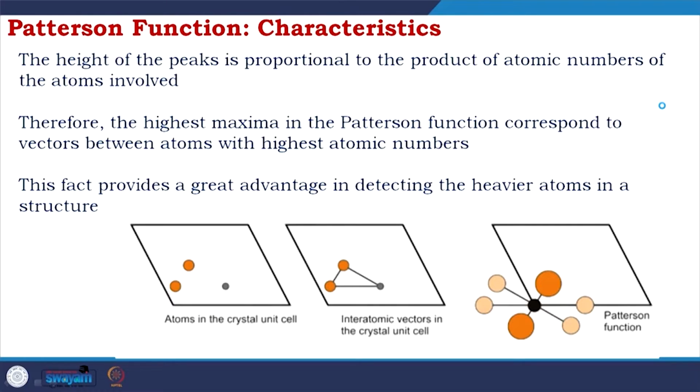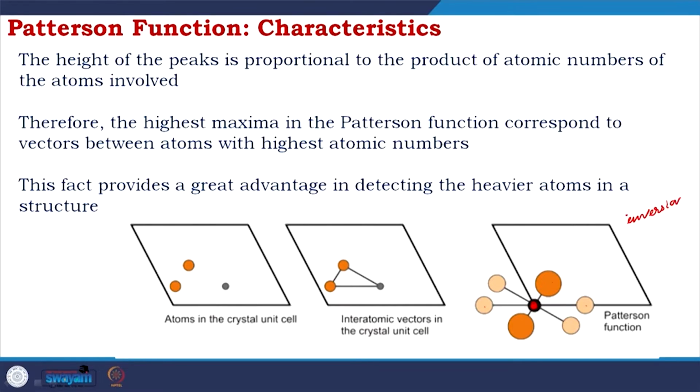So, if you see, these are the atoms in the crystal unit cell, these are the interatomic vectors in the crystal unit cell, and this is the Patterson function. Also, I talked about this in the symmetry topic. If you look at this point, everything is the same and equidistant. So, this is an inversion center.